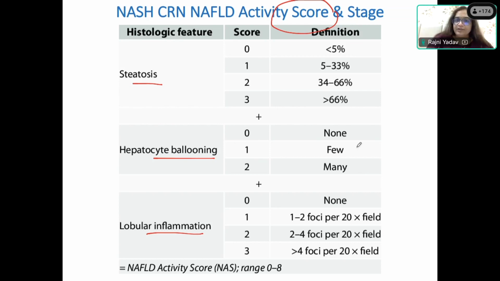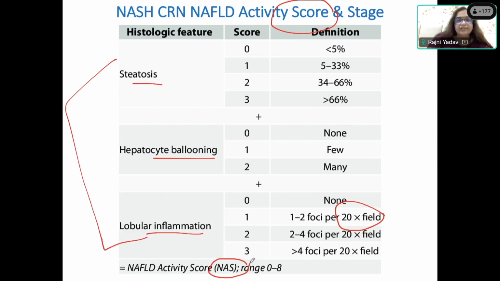Then if you see few ballooned hepatocytes, it is 1. If you see many ballooned hepatocytes, it's 2. Then the lobular inflammation has to be scored. Just pay attention that it is lobular inflammation, not the portal. In NAFLD, the portal inflammation is not given a scoring at all. Lobular inflammation has to be counted in a 20x field. It can be either 1, 2, or 3. Once you add the score of these three, you will get the total score.